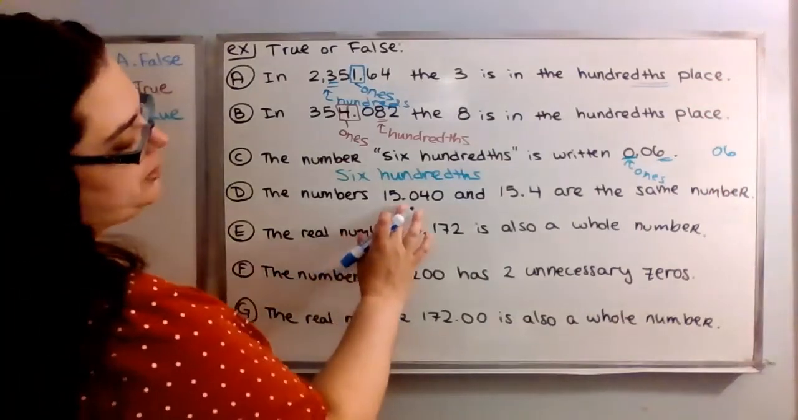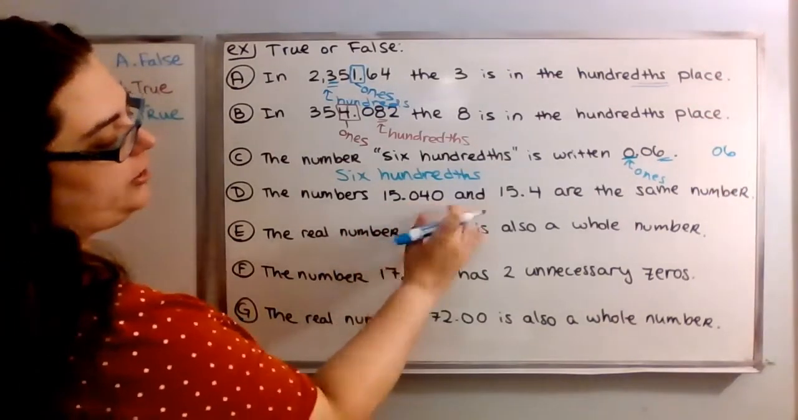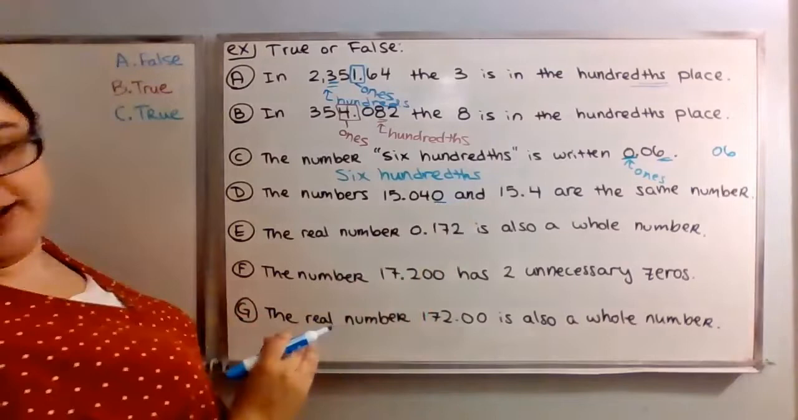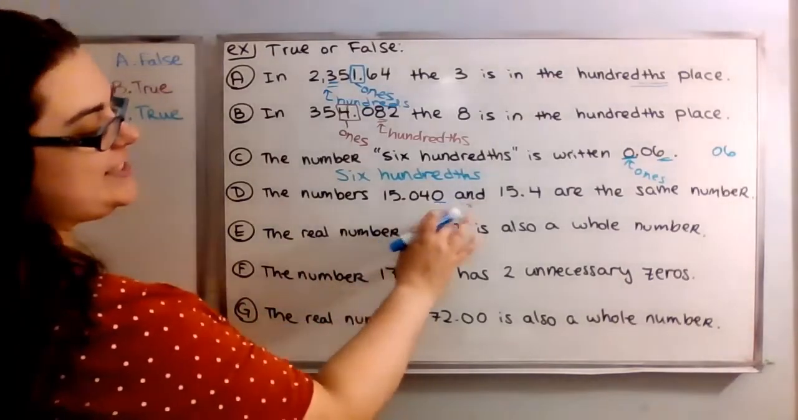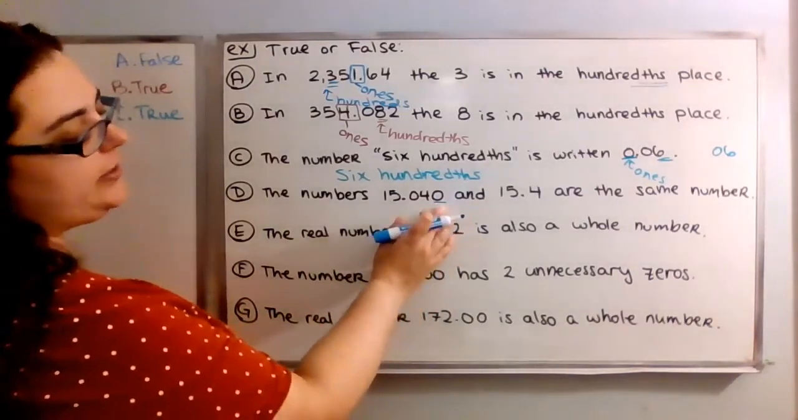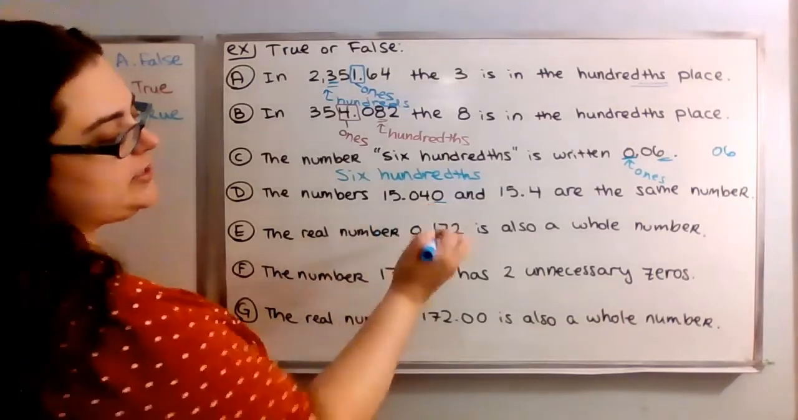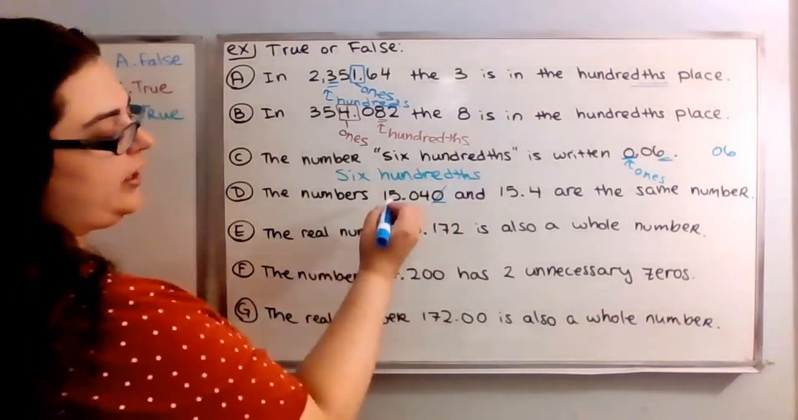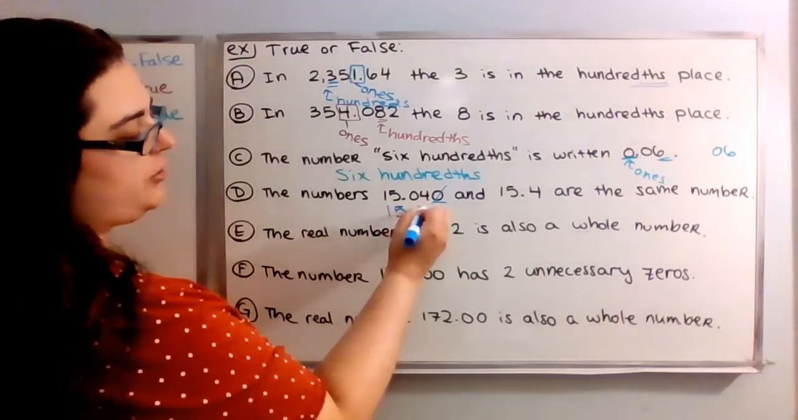So when I look at 15.040, this 0 is the last digit, and it's all the way to the right of my decimal number, which means that I can get rid of it, and I can rewrite this as 15.04.